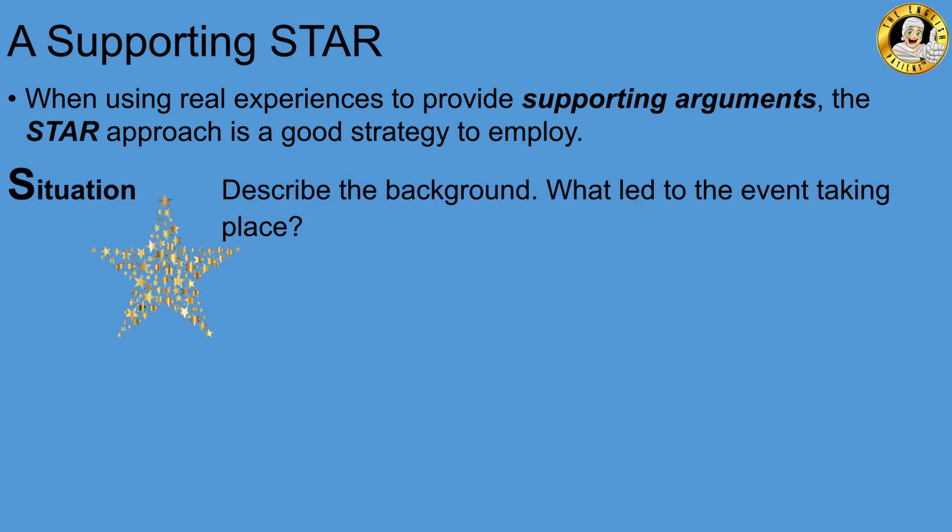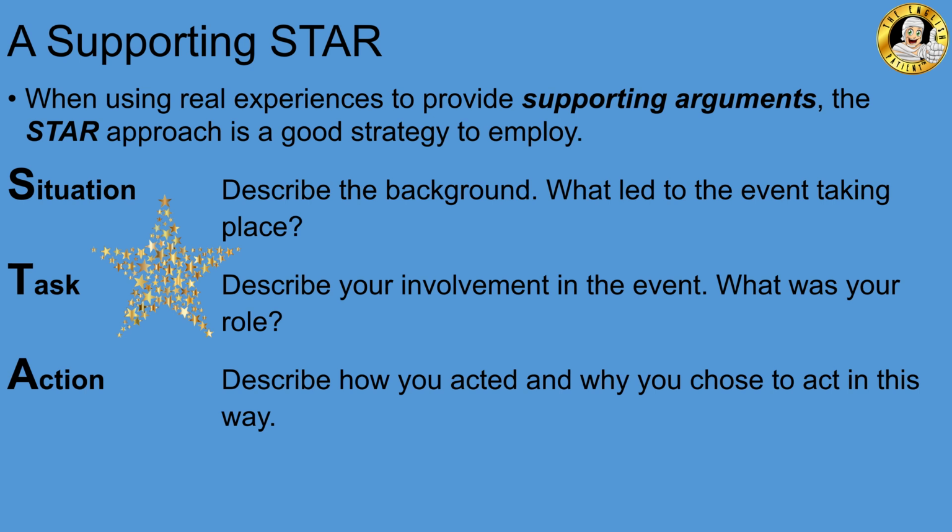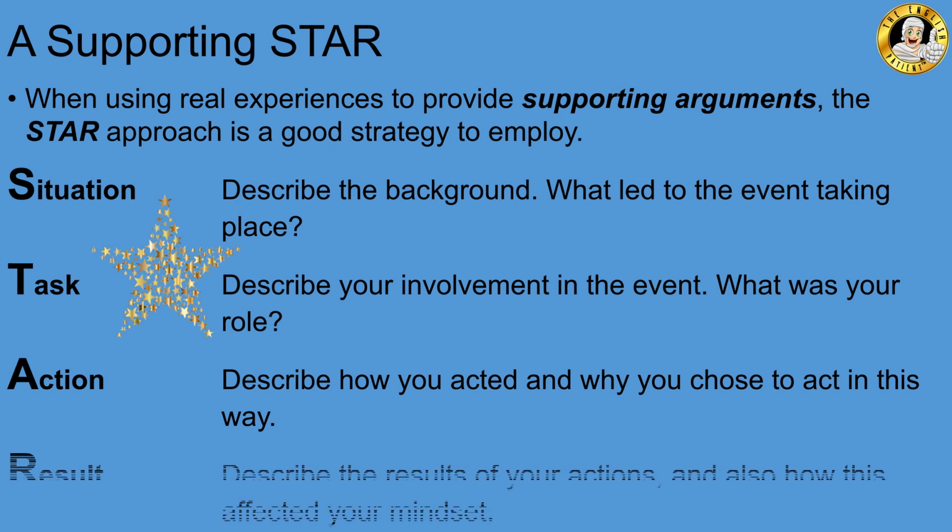So STAR stands for situation. So here you can start by describing the background and then what led to that particular event taking place. And then the task. Describe your involvement in the event. What was your particular role? And then action. Describe how you acted and why you chose to act in that particular way.